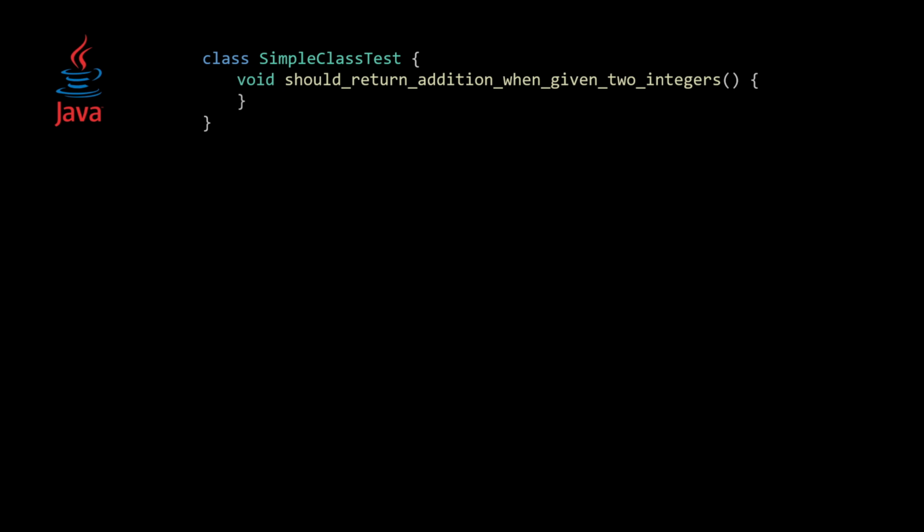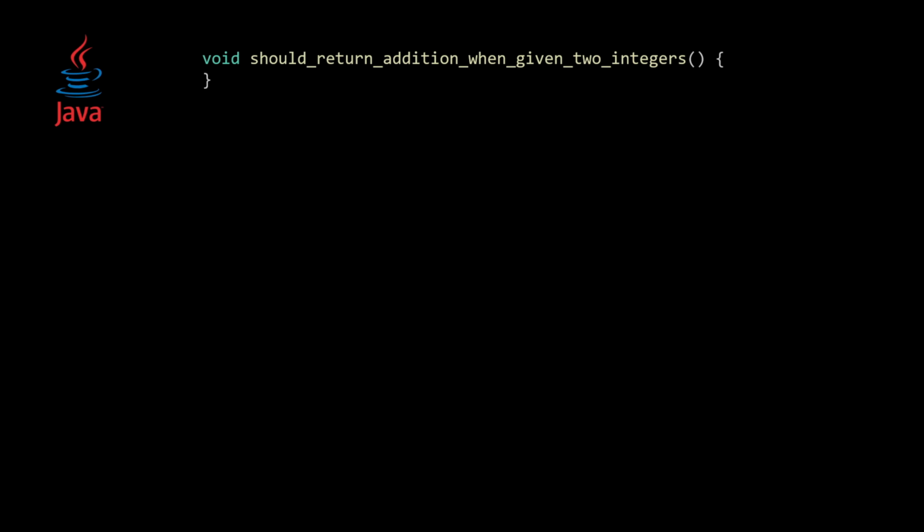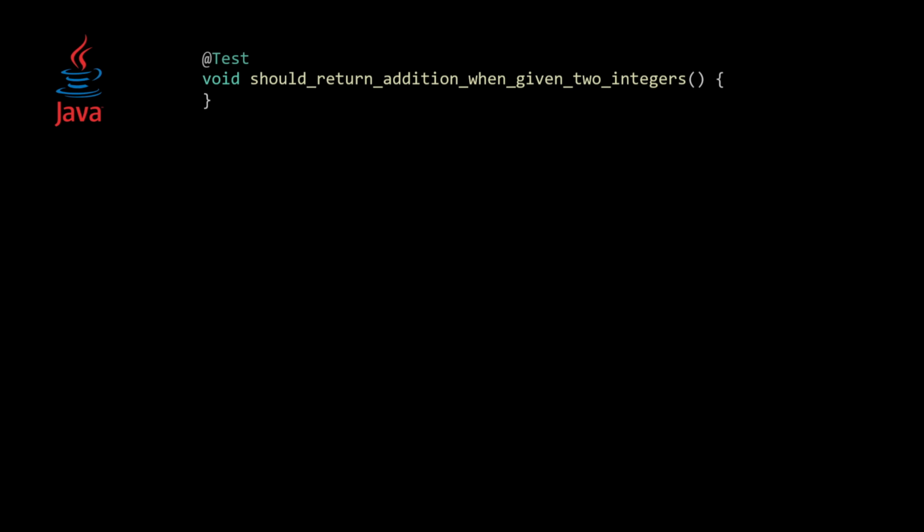Notice the name of the method: should return addition when given two integers. This is a descriptive name of what the unit test will do. This is considered best practice of writing descriptive names to your test methods. We usually write unit tests in this format with annotation @Test and format as given when then.